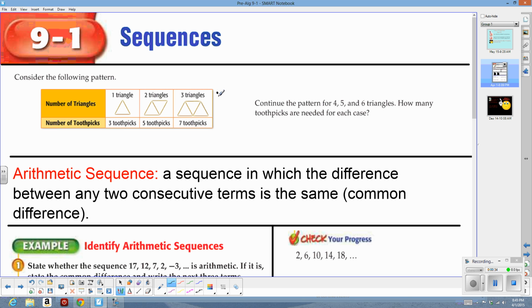Well, if I wanted to make 4 triangles, I would have to add another one on like this, which would add 2 more toothpicks. So that's going to make it 9 toothpicks. And then for 5 triangles, I would have to add yet another triangle on, which would take 2 more toothpicks, which is going to be 11. And then for 6 triangles, I would add 2 more toothpicks to make it 13.